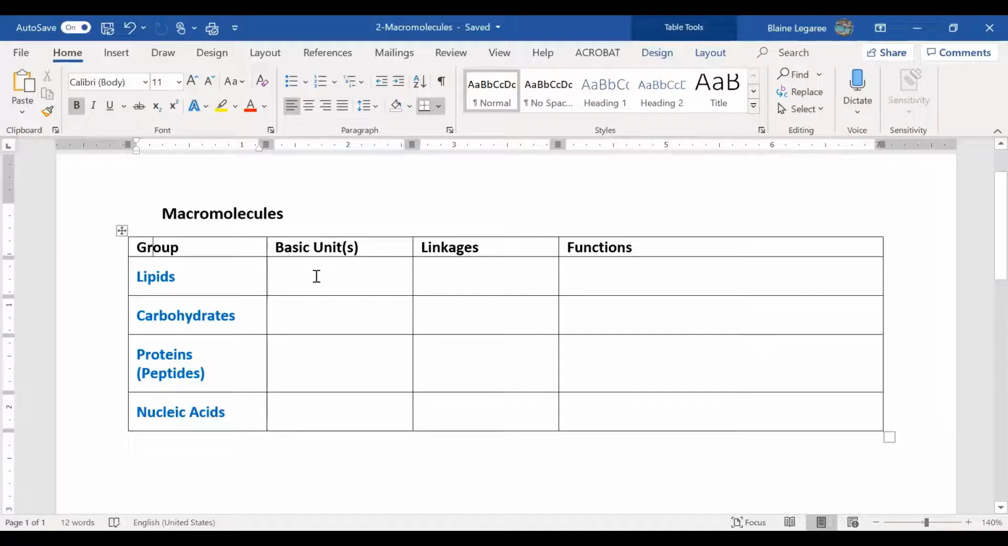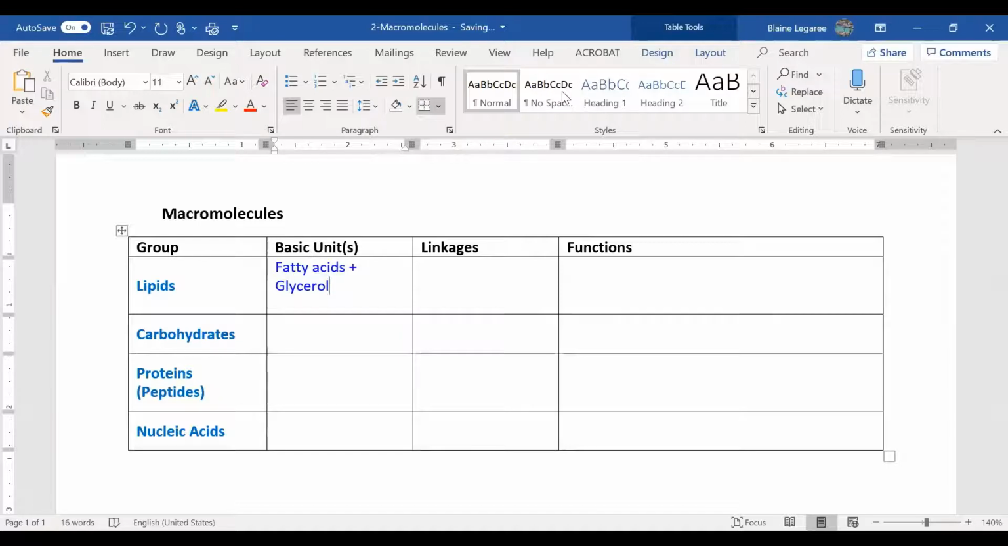Okay, so this is not going to be complete after the lipids part. I'm going to come back to this several times and add to it. So you can make a similar table if you like. You can add your own notes, but this is just giving you an idea of what this is going to look like. So you can see I have lipids, and what are the basic units? The basic units are fatty acids plus glycerol.